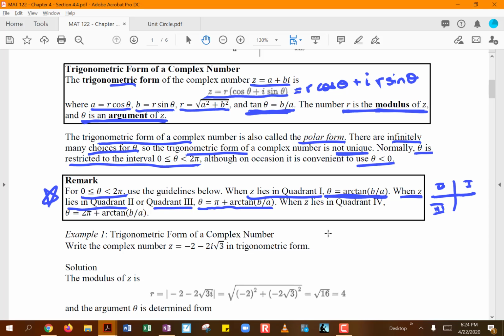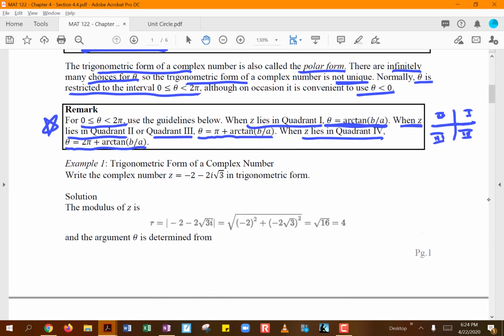And if our complex number z lies in quadrant 4, then you want to calculate your theta as 2 pi plus arctangent of b over a, and that's of course going to be our quadrant 4 angle over here, because that's when you have to consider the fact that you will be making almost a full circle to get there. Okay? All right, so let's see how we can actually do these examples.